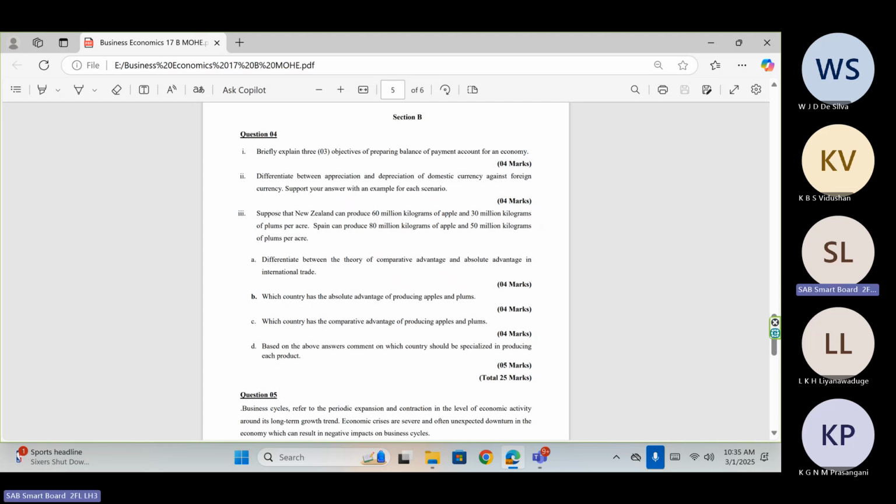Other way around, appreciation. When the exchange rates are decreasing, domestic currency is appreciating, foreign currencies depreciate. Automatically, 4 marks. Think that you can't write an answer without mentioning exchange rates here. Without the exchange rate you can't write the proper answer.